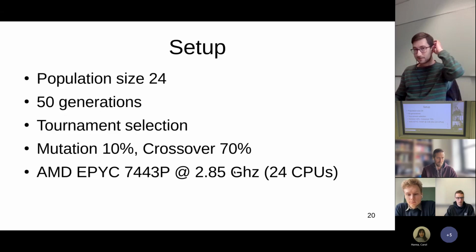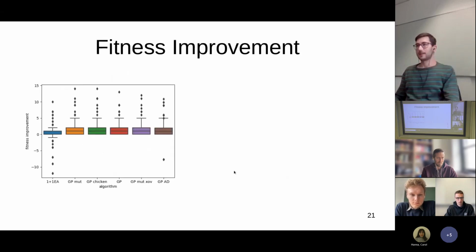So let's take a look at some of the results. This graph shows the fitness improvement for a 1+1 EA and for my GenProg implementations. I actually evaluated a couple more variations of GenProg. But the important thing to note here is that the 1+1 EA performs worse than all the GenProg variations. So I had another variation where I only used mutation.